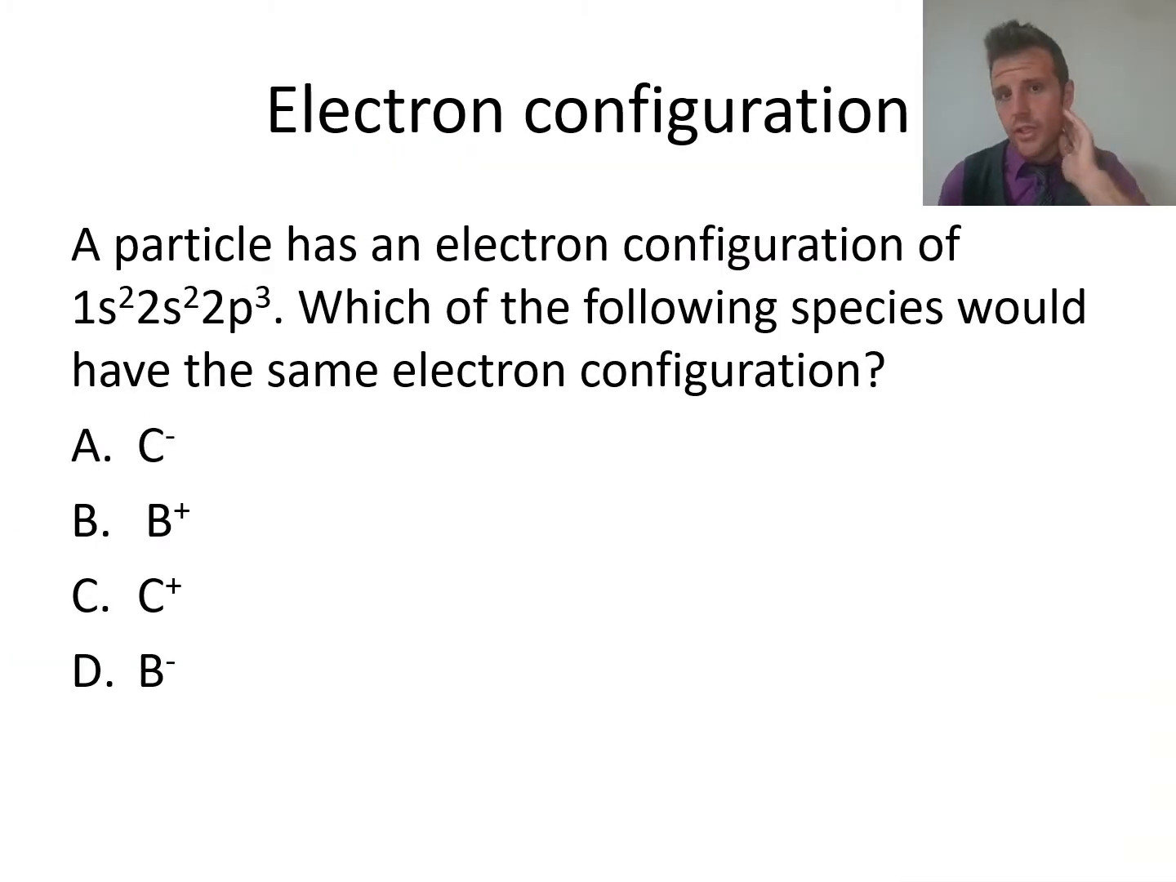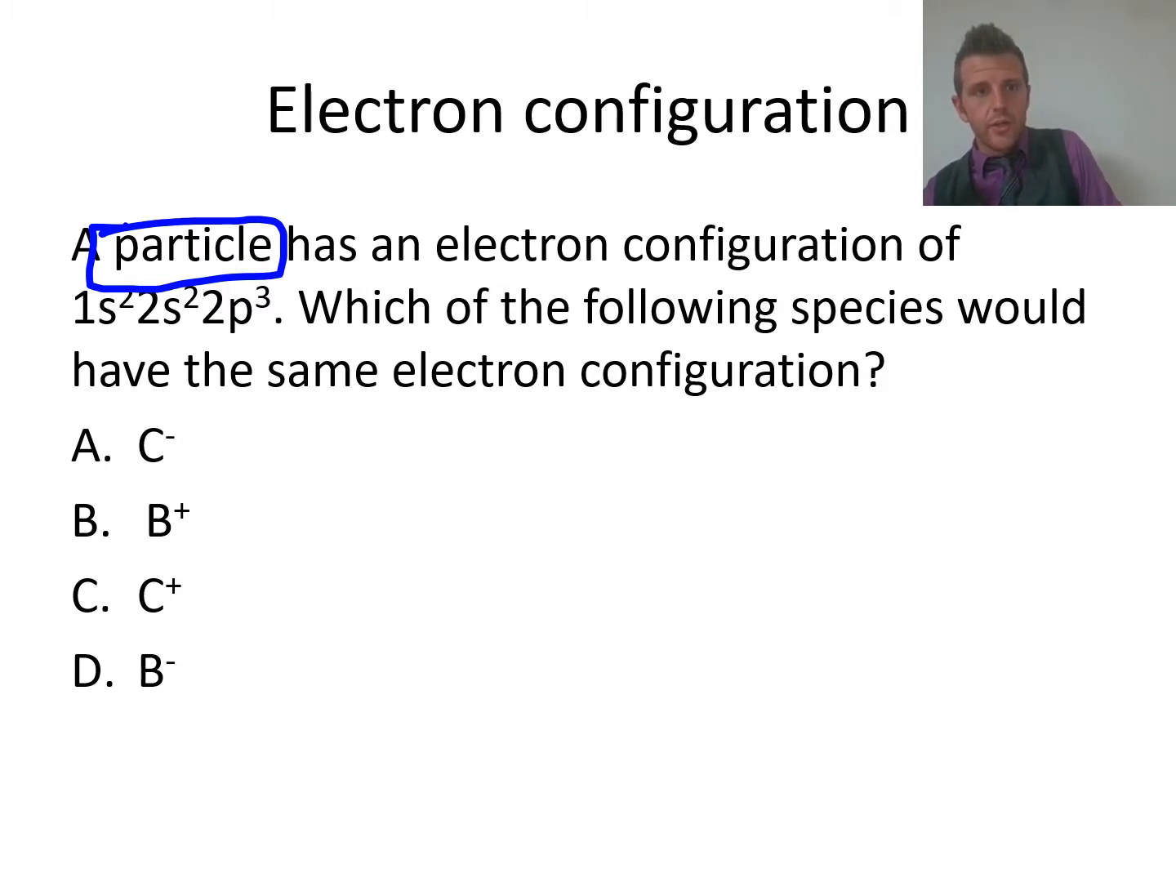A particle has an electron configuration of 1s2, 2s2, 2p3. First and foremost, this is about as vague as they could possibly be. This could be an atom or an ion. You don't know anything about it. The only thing we know is that this has 5 electrons in total.